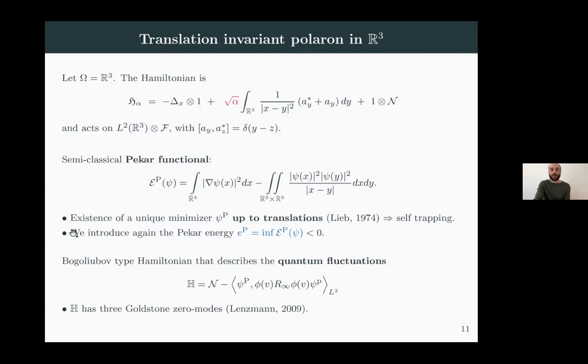And then we introduce again the Pekar energy as the infimum of the energy of this functional. And in analogy, we can also introduce the quadratic Bogoliubov type operator that describes the quantum fluctuations. And one observation that's not so relevant for the talk, but actually important for the proof, is that this operator H now acquires 3 zero modes that you can think of as the Goldstone modes that arise from the broken translational symmetry of the Pekar functional.